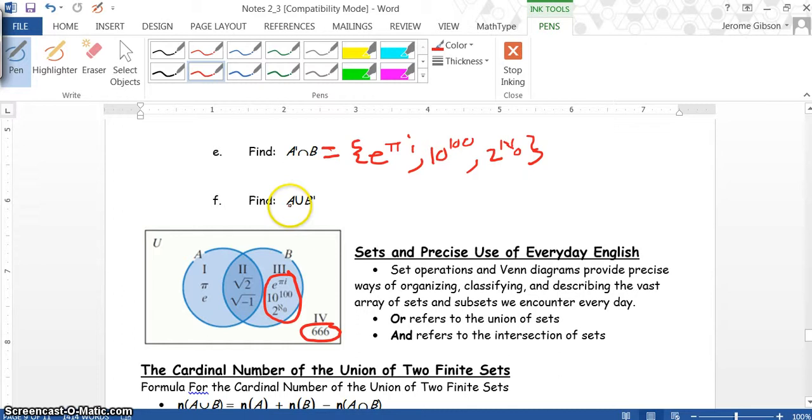Now, we have find A union B complement. Now, we know A is all of these values here. B complement, let me erase this here.